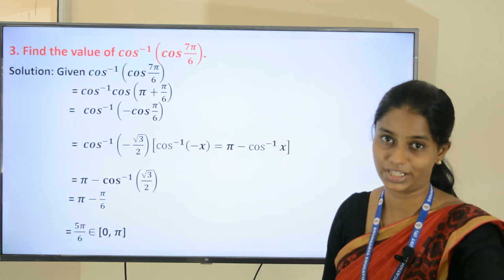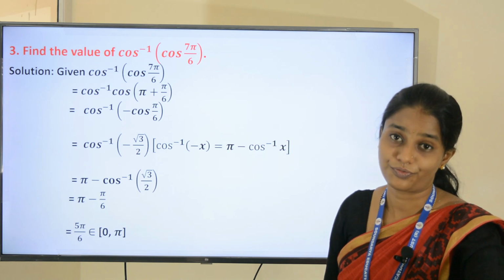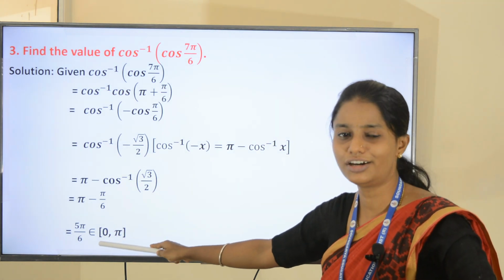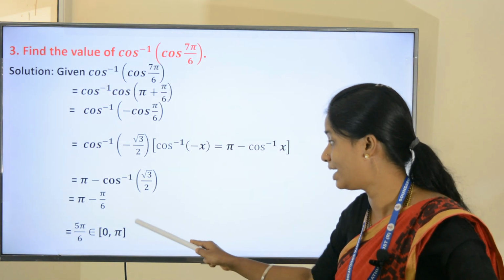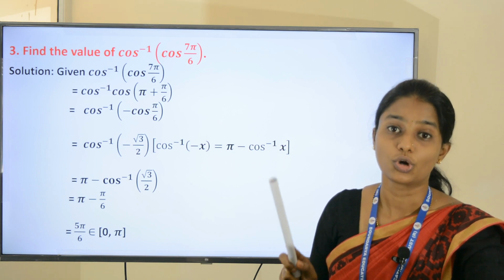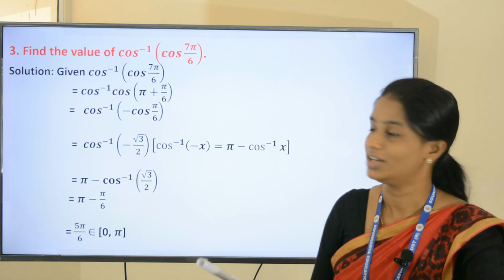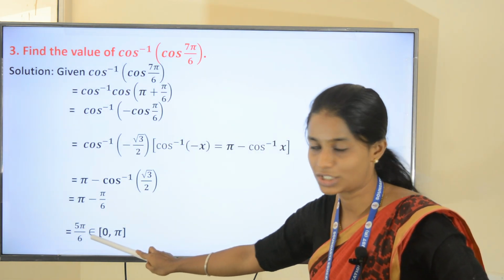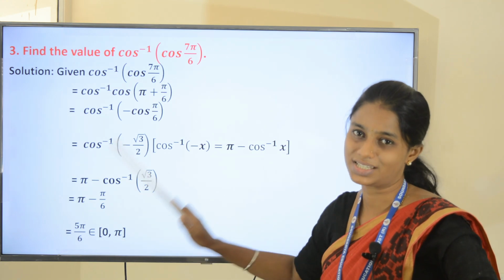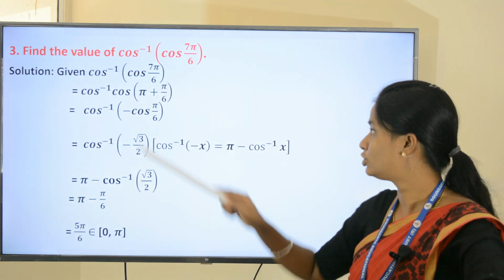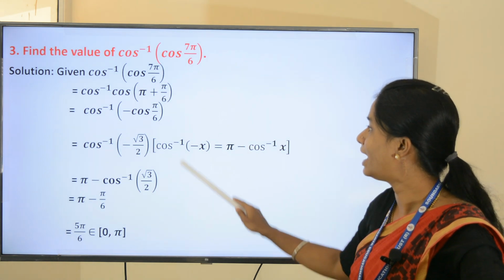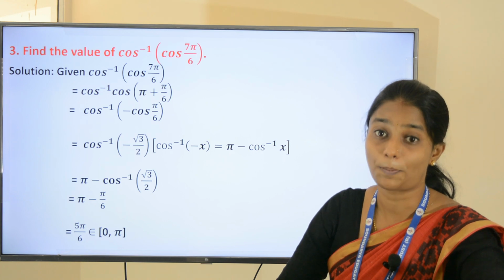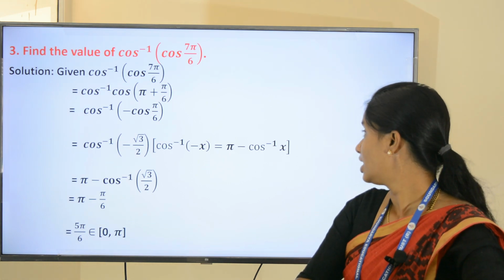Pi by 6 is 30 degrees. 30 into 5 will be 150 degrees. Clearly 150 degrees, or 5 pi by 6, belongs to the closed interval 0 comma pi. So for this particular function, the answer is 5 pi by 6, which clearly belongs to the closed interval 0 comma pi. Please observe here, students, I have applied the property. One property is cos inverse of minus x is equal to pi minus cos inverse x.